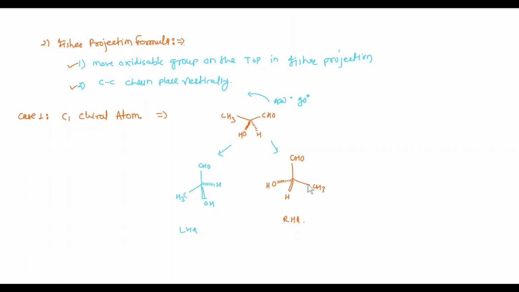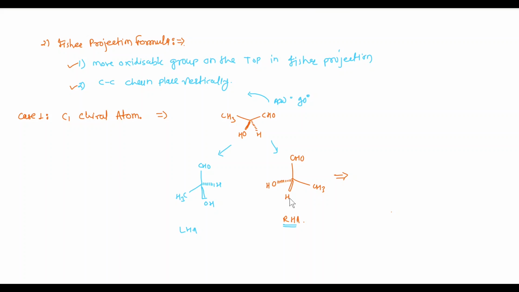Basically, we can easily convert a one chiral carbon molecule into the Fischer projection formula, but a molecule with two or more chiral carbons is somewhat tedious to draw into the Fischer projection formula. Let us write this right-handed angle molecule into the Fischer projection formula from the dotted wedge line formula.